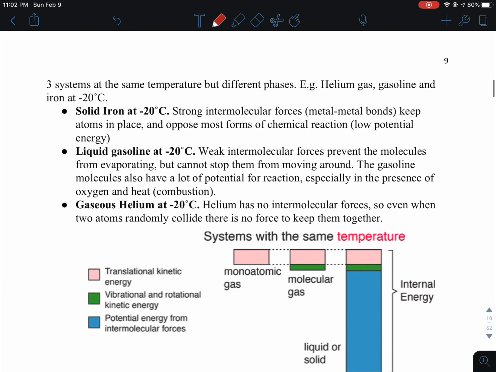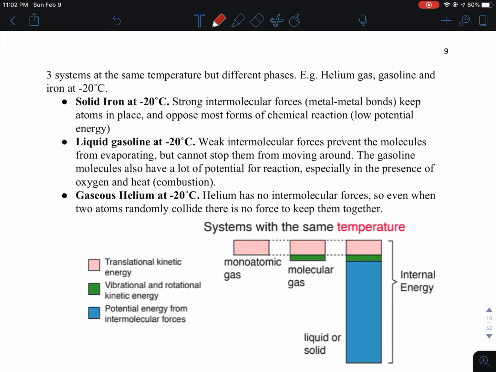Compare this to 3 different chemicals at the same temperature in different phases. So solid iron, liquid gasoline, and gaseous helium. If they are all at the same temperature, then the kinetic energy is the same. Kinetic energy and temperature go hand in hand. They can't be separated easily.